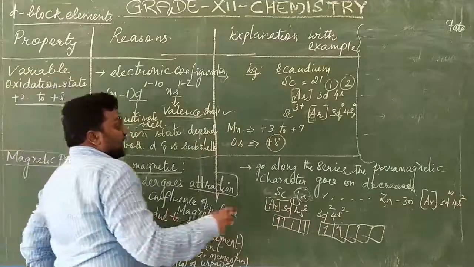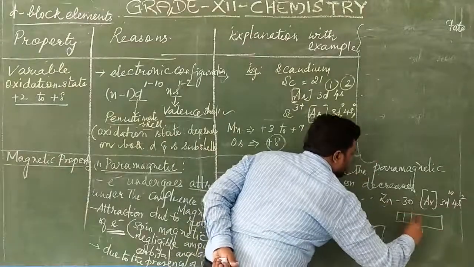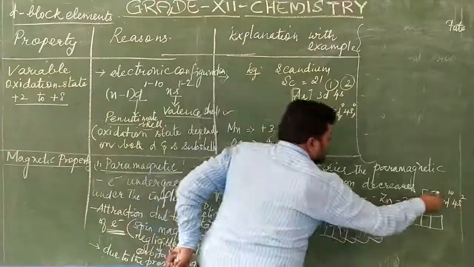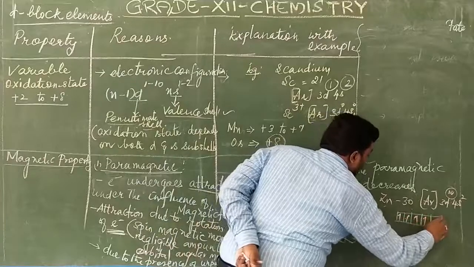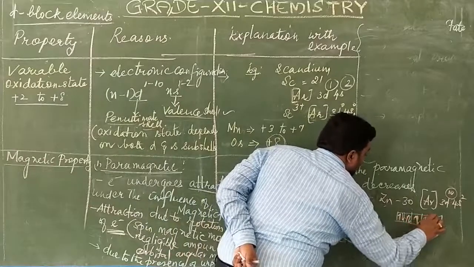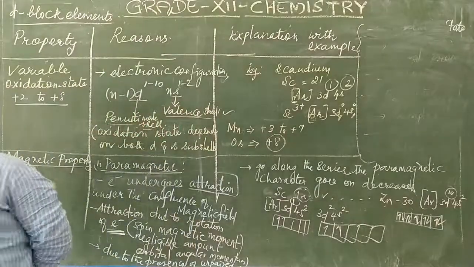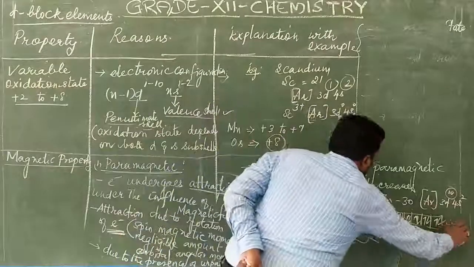In zinc, it is 10. So 10 means what? Everything is paired. 1, 2, 3, 4, 5, and 1, 2, 3, 4, 5. So 10 electrons, 1, 2, 3, 4, 5, 6, 7, 8, 9, 10. Everything is paired. So it has paired electrons, and it possesses the paired character.